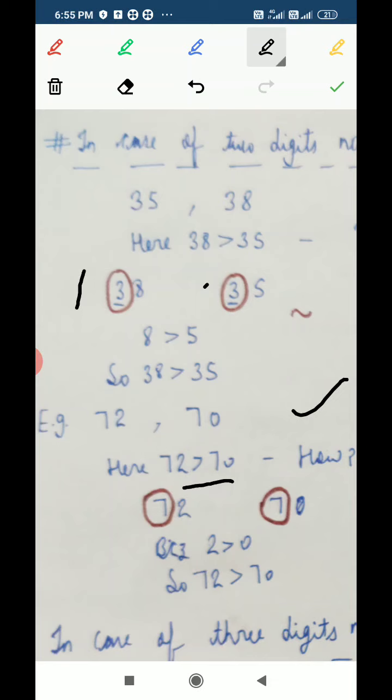We will jump to the next digit after 7 in both the numbers. In the first number, the second digit after 7 is 2, and in the second number, the second digit after 7 is 0. So, what can we conclude now? We see that 2 is greater than 0, it's very obvious. So, what will be the conclusion? That 72 is greater than 70. So, that's how we are comparing numbers.